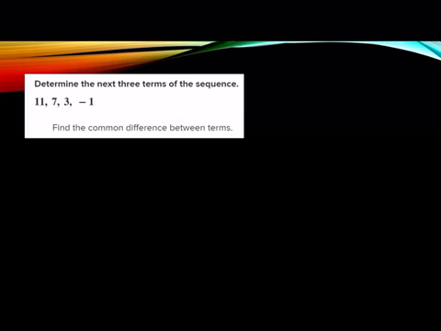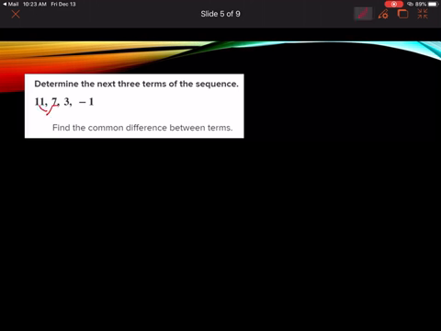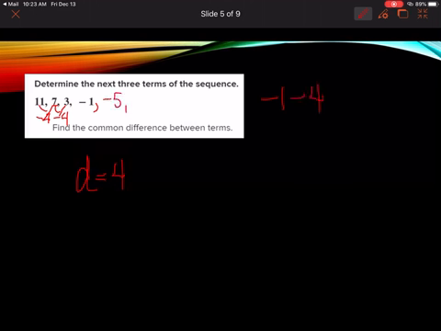Determine the next 3 terms of the sequence and find the common difference between the terms. First thing we need to do is figure out what we're doing here. It looks like we're subtracting 4, so our common difference is -4. Now it wants the next 3 terms. So I take -1 minus 4, which is -5. Then -5 minus 4 is -9. Then -9 minus 4 is -13. So those are the next 3 terms in the sequence.